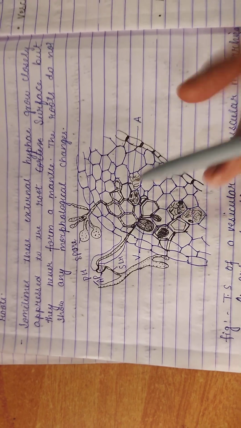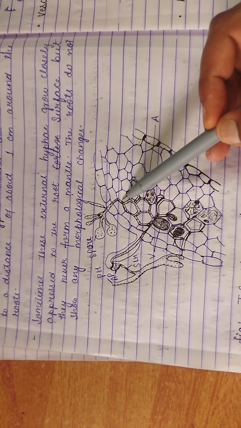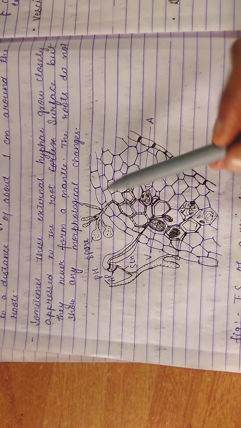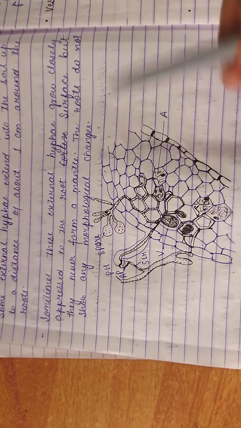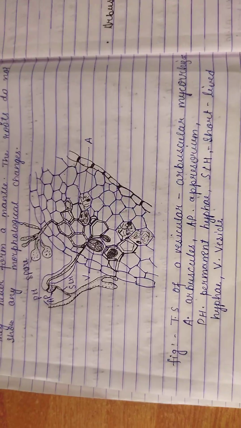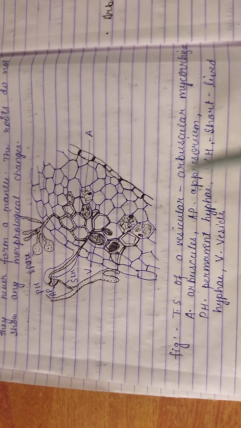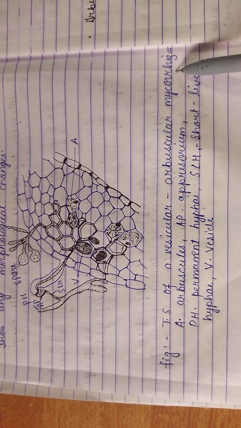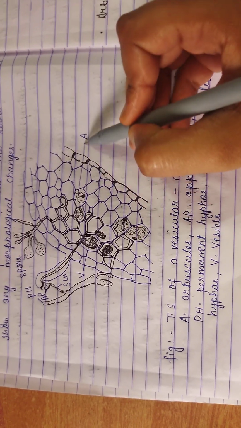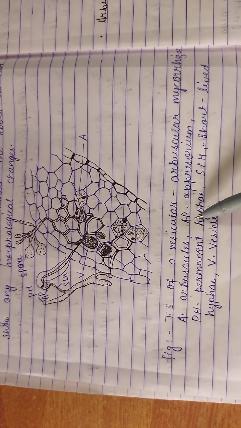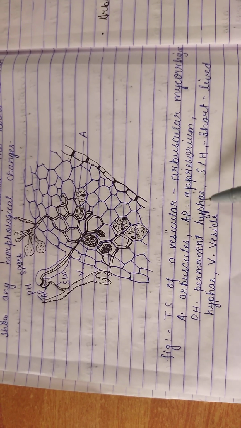This means that even when the arbuscules and vesicles form, the root does not show any morphological change. This diagram shows a TS of vesicular arbuscular mycorrhiza. A shows arbuscules.